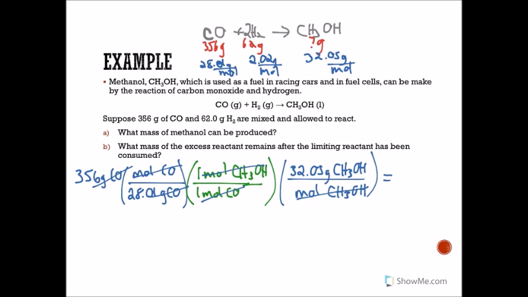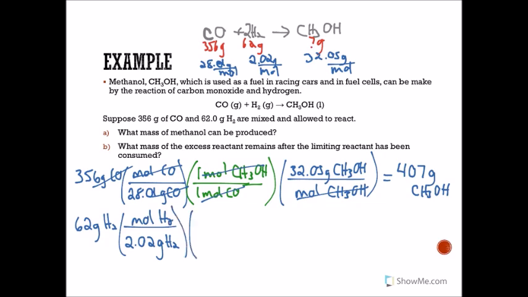So we found that we have 356 times 32.05 divided by 28.01. We get 407 grams of methanol. There we go. And we do the same thing for our hydrogen. But this time we start with 62 grams of hydrogen, and we use a molar mass to convert to moles.